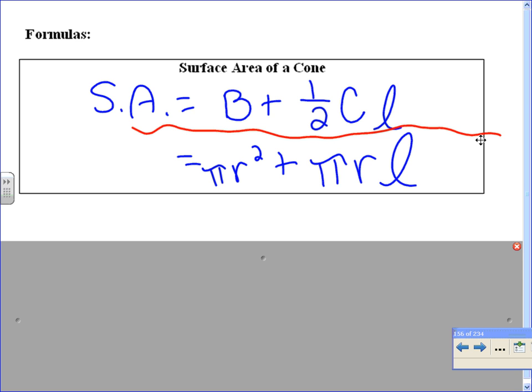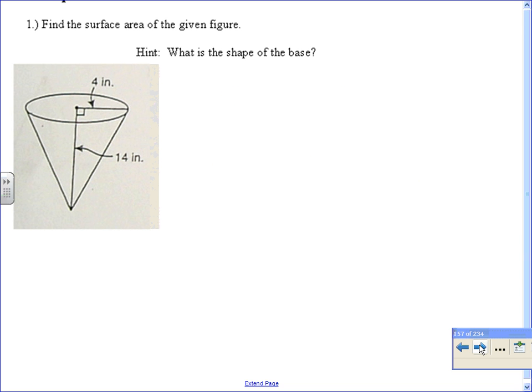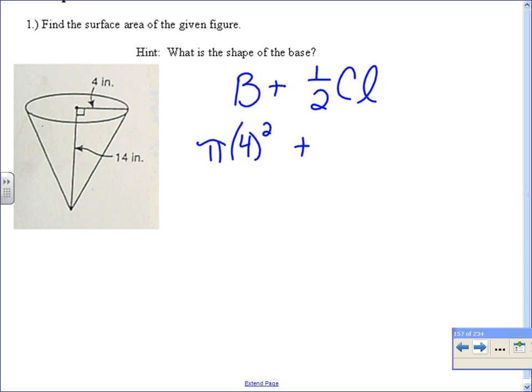Okay, so let's do an example here. Let's start with the first one. Okay, there's our cone. They give us the height as well as the radius. So B plus 1/2 CL. I'm going to keep writing on these. So let's start with the area of the base. Donatus, how do we find the area of the base on number 1? Pi times r squared, which is pi times 4 squared, plus 1/2 times the circumference.